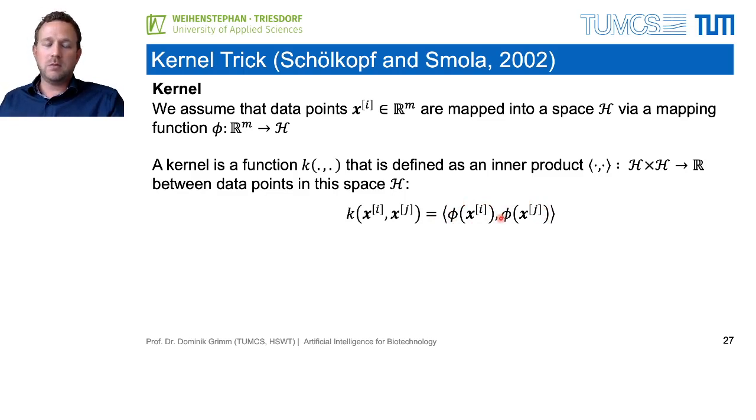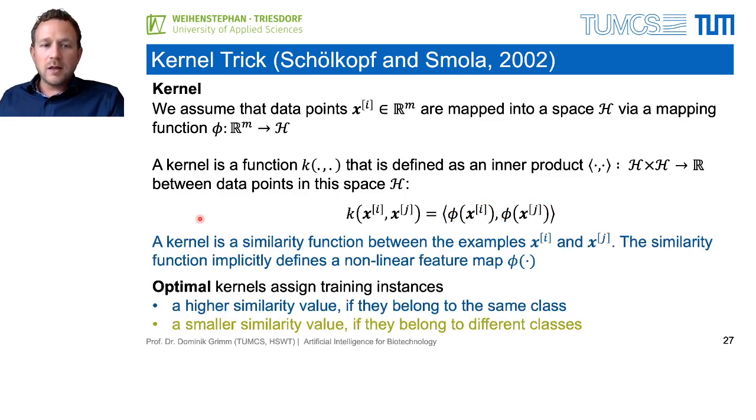That's the formal definition. So a kernel is a similarity function between our examples xi and xj, and the similarity function implicitly defines a nonlinear feature map. So what does a kernel do? An optimal kernel assigns to all the training instances a higher similarity value if they belong to the same class, and a smaller similarity value if they belong to different classes. So with this, we have now seen the definition of a kernel.